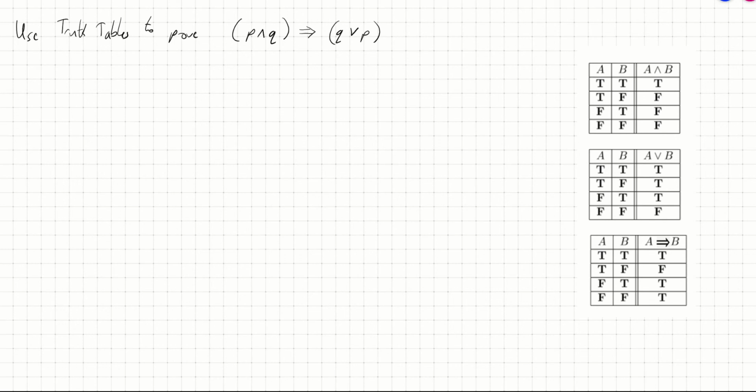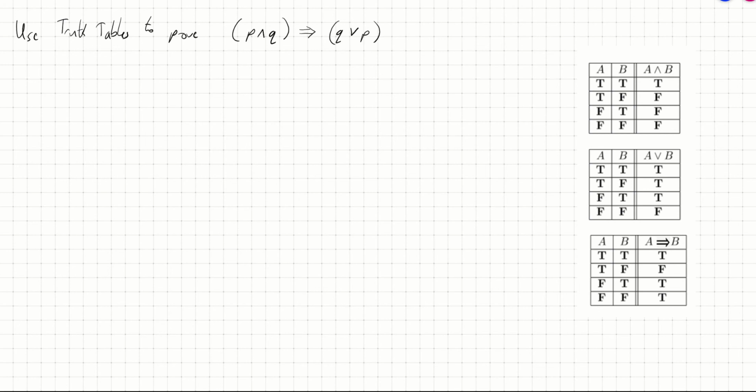In this video, we're going to use truth tables to prove a proposition. Namely, we're going to prove that P and Q implies Q or P. That's this proposition written at the top.